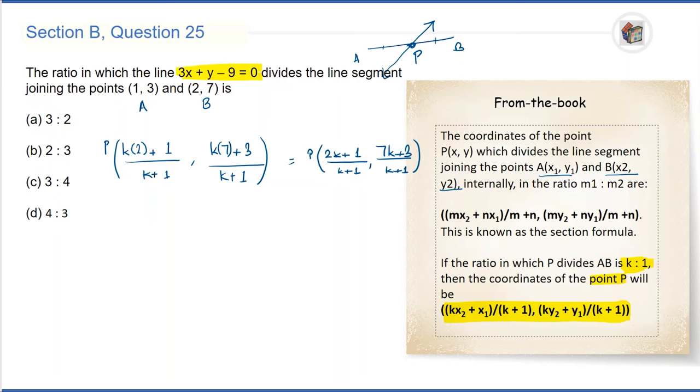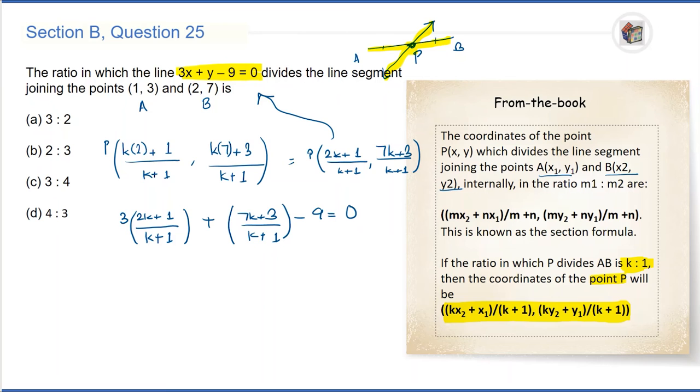Now this point, as you see here, lies on both. It lies on the line segment and it lies on the line as well. So because this point lies on the line, it is going to satisfy the equation of the line, right? So I'll put x as 2k plus 1 upon k plus 1, and I will put y as 7k plus 3 upon k plus 1, and then the rest of it stays the same. So this way it satisfies the equation.